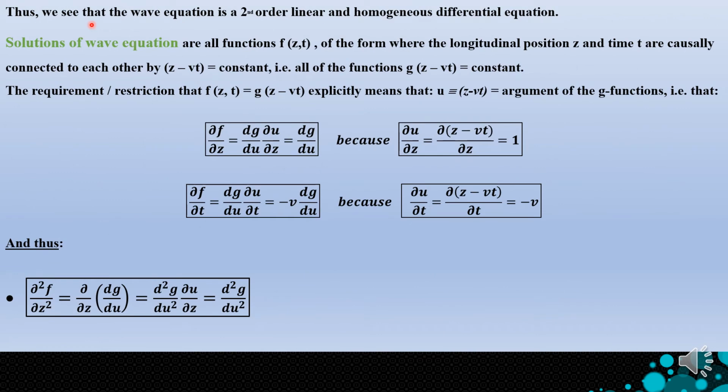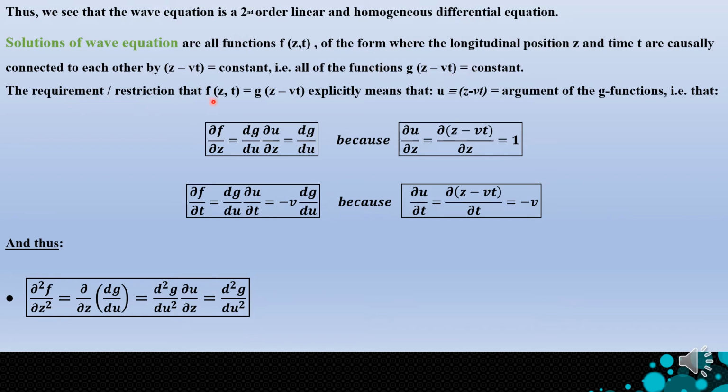So we come to the solution. Thus we see that the wave equation is a second order linear and homogeneous differential equation. The solutions of the wave equation are all functions f(z,t) of the form where longitudinal position z and time t are causally connected to each other by z − vt = constant, such that all the functions g(z − vt), with z − vt = constant.